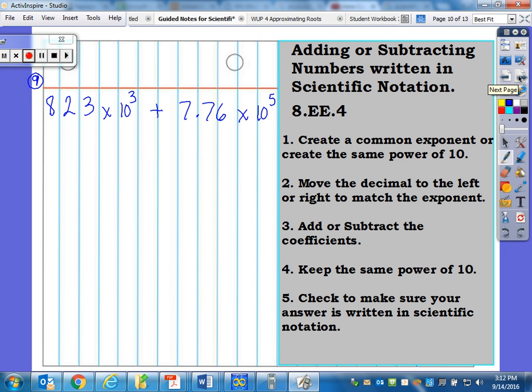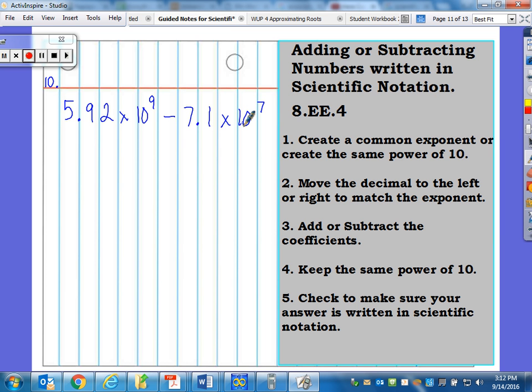Let's move ahead to look at an example of subtracting with numbers in scientific notation. The steps will be the same as when we were adding. I want to create a common exponent or create the same power of 10 by moving the decimal left or right to match the exponent. I'm going to move the decimal for 7.1 2 places to the left to create 10 to the 9th.